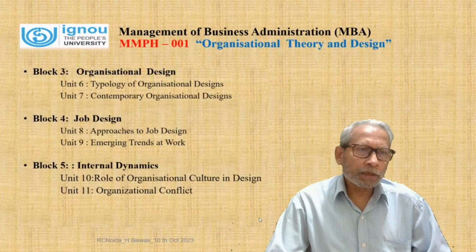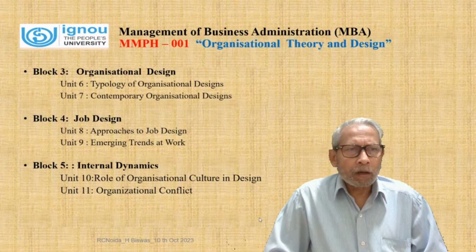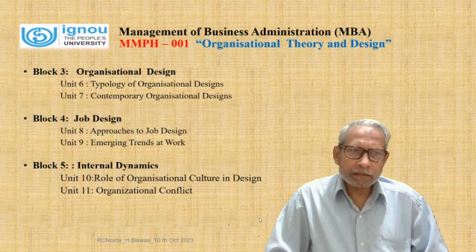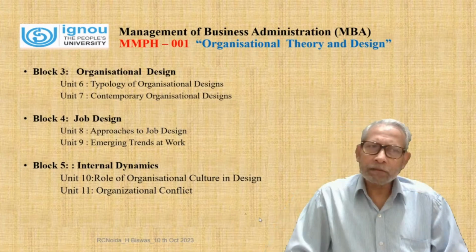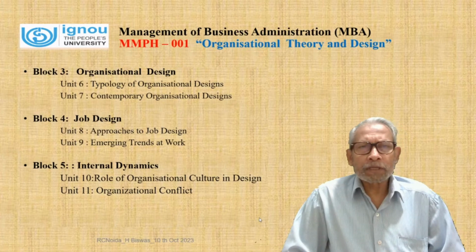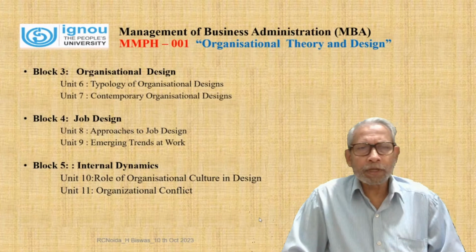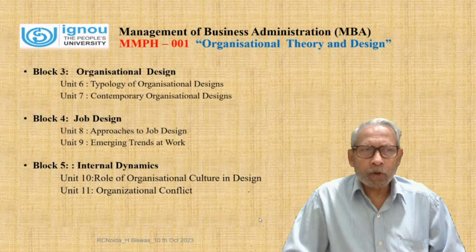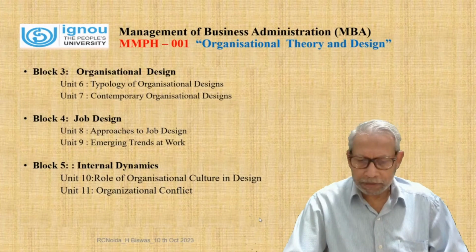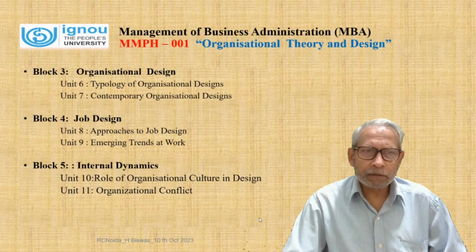So block number 3, yes, this is organizational design, where units number 6 and 7 we have to discuss today. Unit number 6 is typology of the organizational designs, and unit number 7 is contemporary organizational design. There are two units we have to discuss in block number 3. Now see the details of unit number 6.